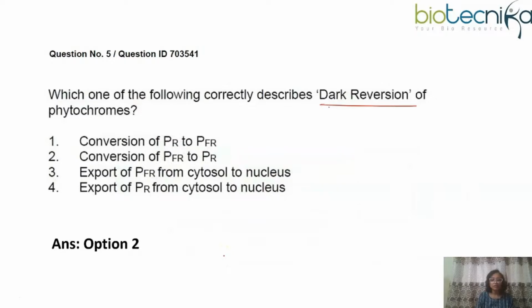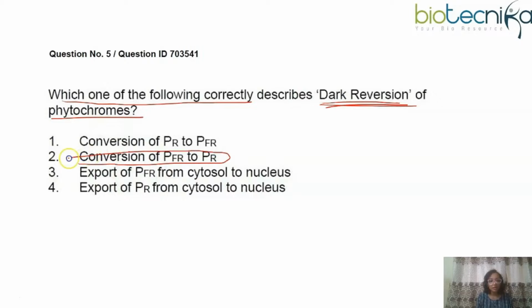So let's look at the question again. Which one of the following correctly describes dark reversion of phytochromes? Dark reversion is conversion of PFR to PR. It's a very slow conversion and it happens in darkness. Okay, so the answer is option 2. Alright.